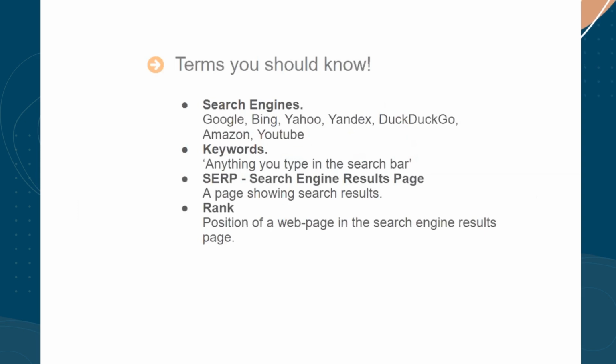So there are key terms that you've got to understand. One of them is search engine. What's a search engine? Search engines are web-based platforms where people go to search for content. And I put for you some examples there. There is Google, whose homepage I just showed you. There's Bing, owned by Microsoft. There's Yahoo. There's Yandex. There's DuckDuckGo, Amazon. There's YouTube. There's also Creative Commons.